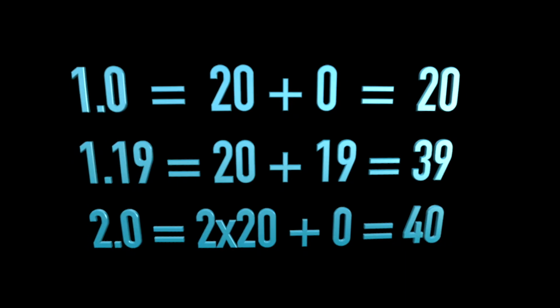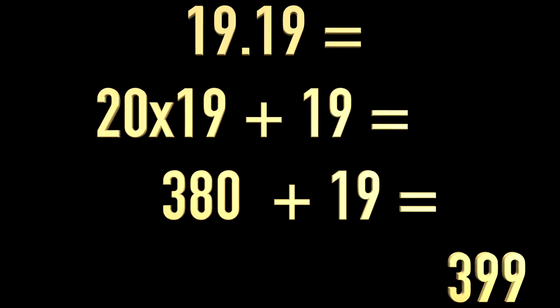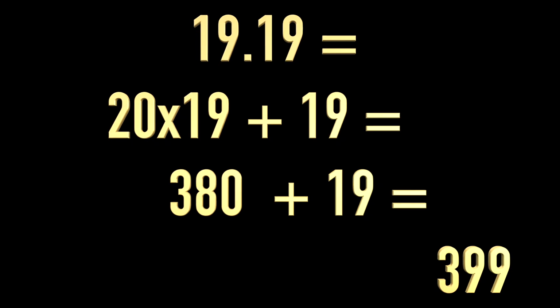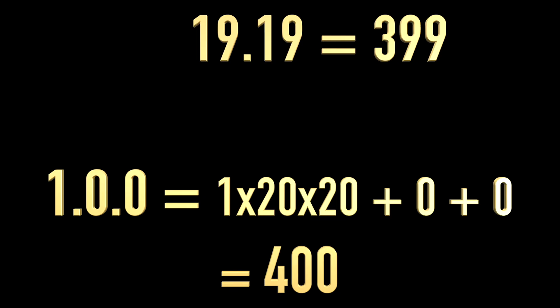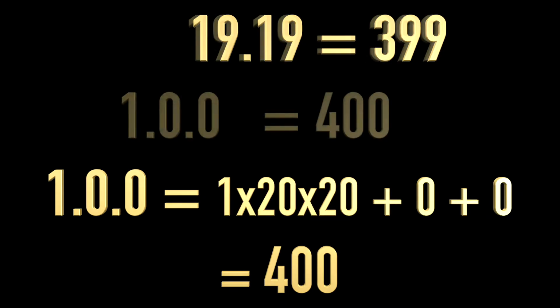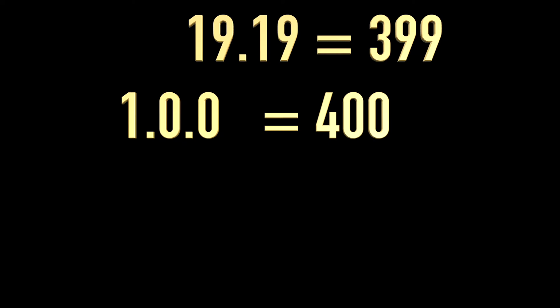Let's check out another example. 19.19 is 19 groups of 20 plus 19 individuals, for a total of 399. 1.0.0 is 1 times 20 to the second, 0 times 20, and 0 individuals, for a total of 400. After 19.19, which equals 399, the next number in Vigesimal notation requires a new digit, 1.0.0, or 400.